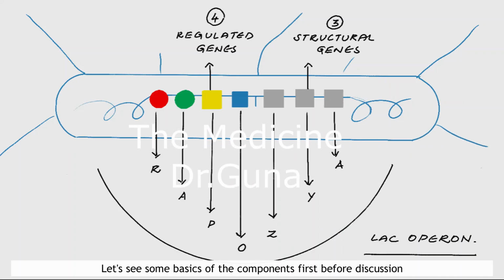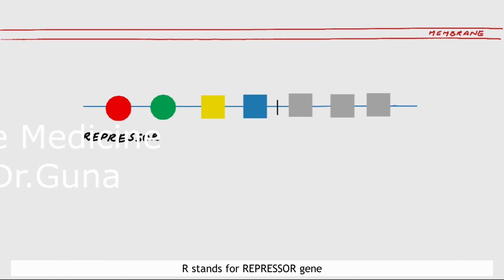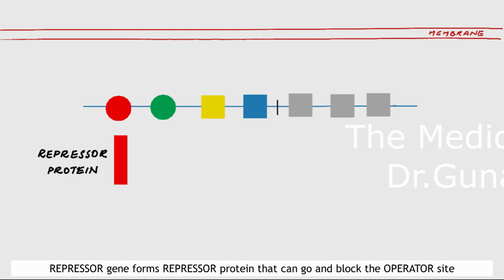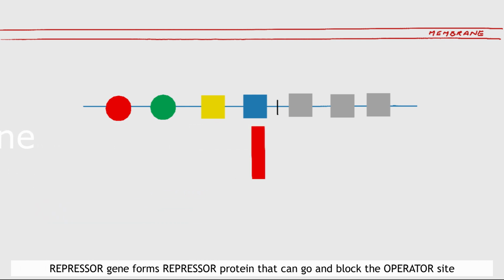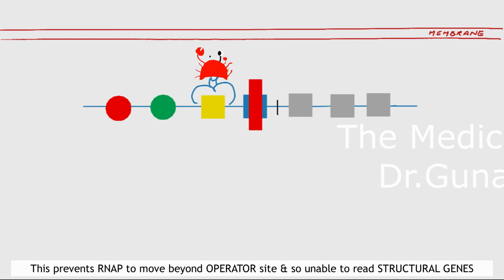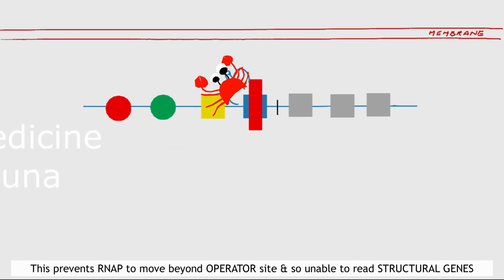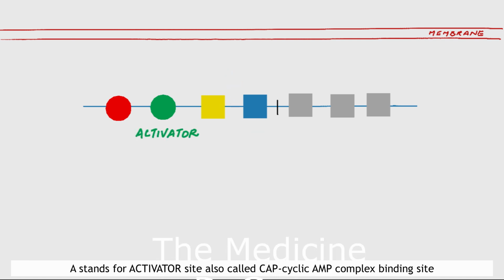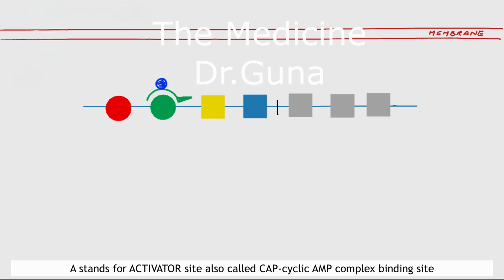Let's see some basics of the components first before discussion. R stands for repressor gene. The repressor gene forms a repressor protein that can go and block the operator site. This prevents RNA polymerase from moving beyond the operator site, so it is unable to read the structural genes. A stands for activator site, also called the CAP-cyclic AMP complex binding site.